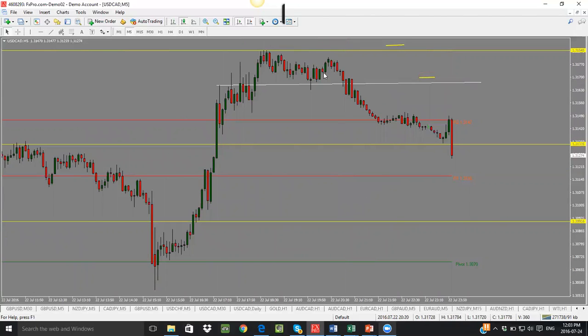When I look to take an entry, I would look for something like this. I would place a trade into this neckline here. So I would take a trade here and look for it to go down. So my bias, or trade direction, market direction, comes from a larger time frame. My trade entry is on a shorter time frame.